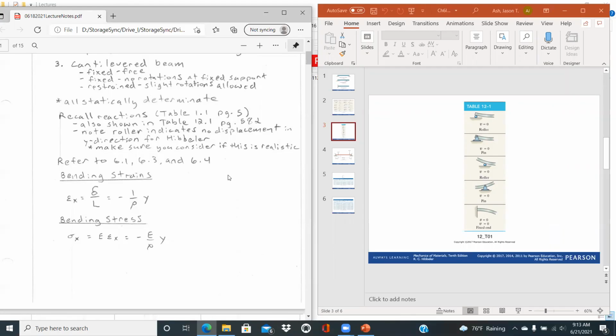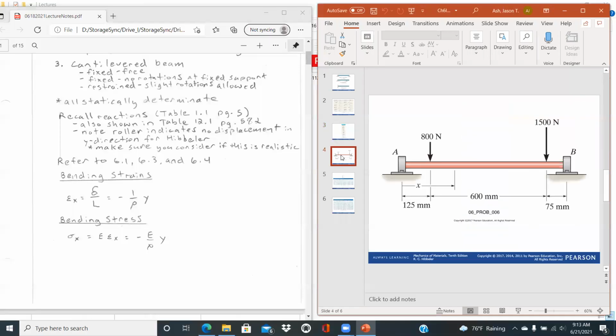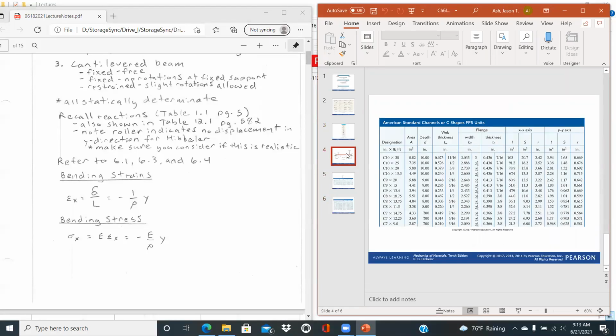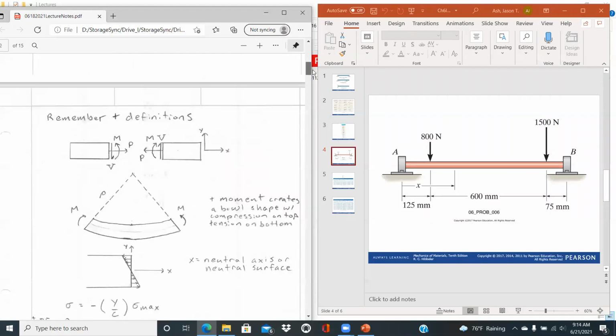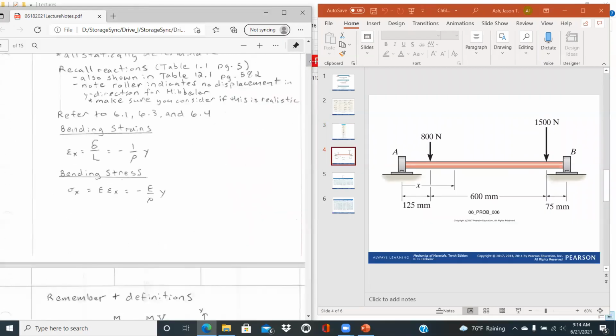And so refer to figure 6.1, 6.3, and 6.4. At this point, we're having you refer to those sections in your textbook, 6.1, 6.3, and 6.4, really on looking at the definition of strain for a beam in bending. I have pictures that I've drawn on the next page that clarify this.